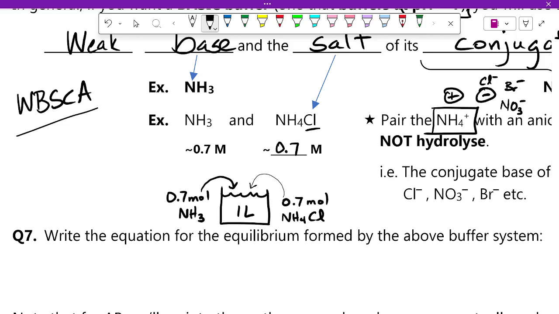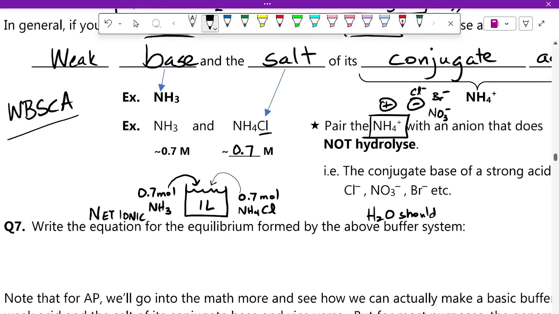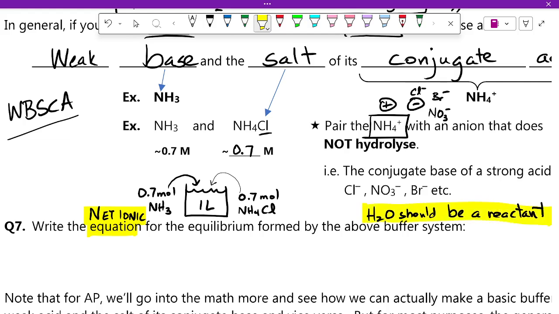Write the equation for the equilibrium formed by the above buffer system. I would recommend when you're looking for the equilibrium, would you be wanting to write the formula equation or the net ionic equation? Net ionic. And who should be one of the reactants? H2O should be a reactant. Give that a go.